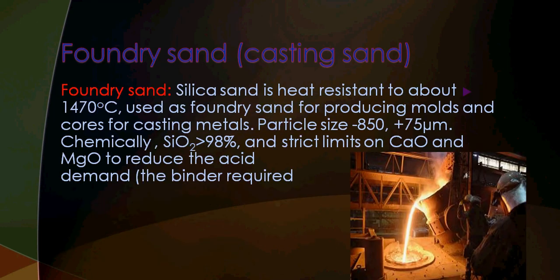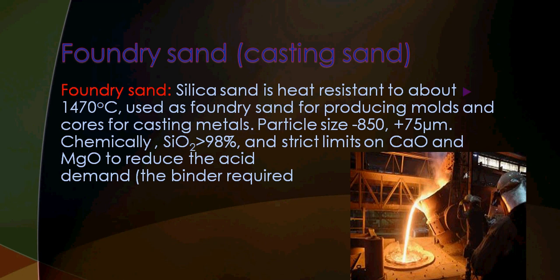Foundry sand, which is also called casting sand. Silica sand is heat resistant. It will not melt. Silica sand melts at 1700 degrees centigrade, whereas all the other metals, copper, iron, etc., melt at lower temperatures. So silica sand is used for casting. It is used as foundry sand for producing molds and coats for casting metals.